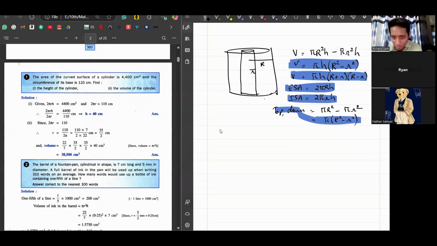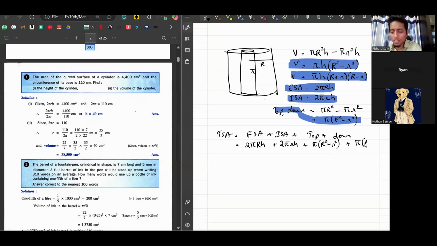So now what will be the formula for total surface area? External surface area plus internal surface area plus the top plus the bottom. That is 2 pi capital R H plus 2 pi small r h plus top is pi into R square minus r square, and down is also pi into R square minus r square. Did you see how big a formula it is? We just added all the 4.